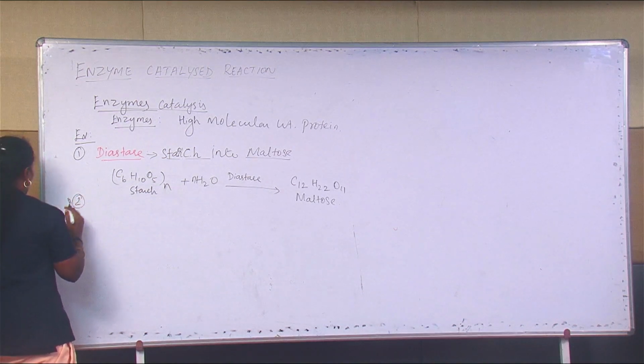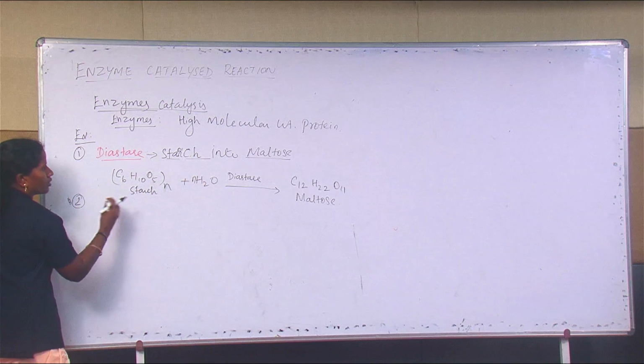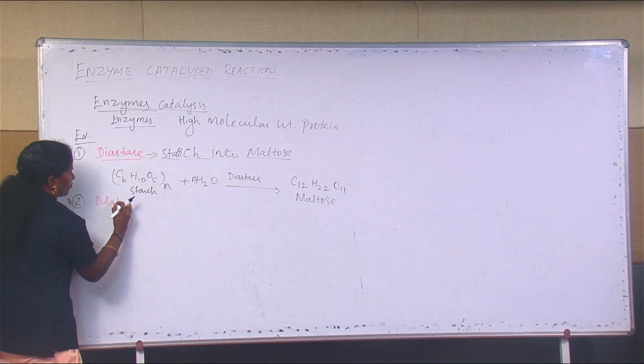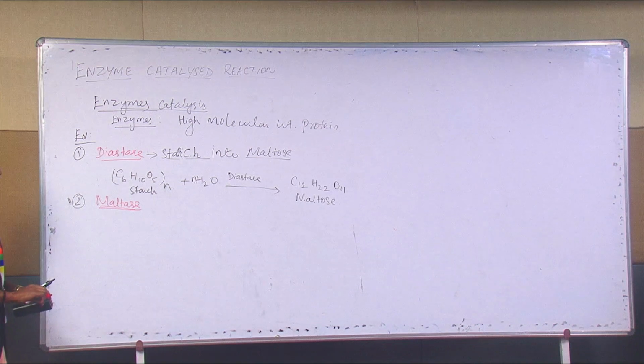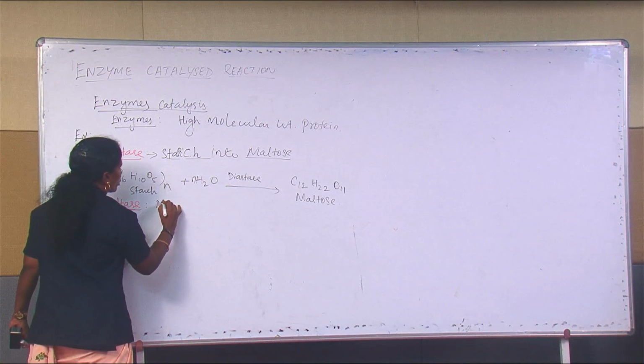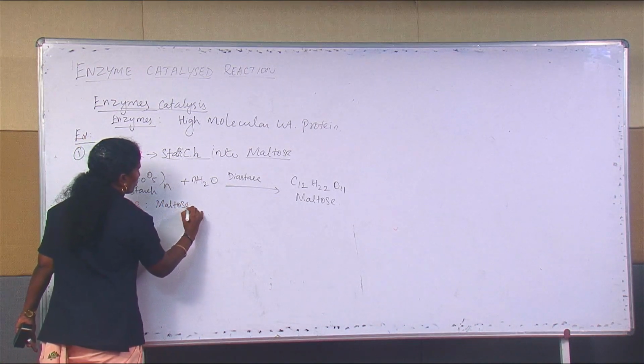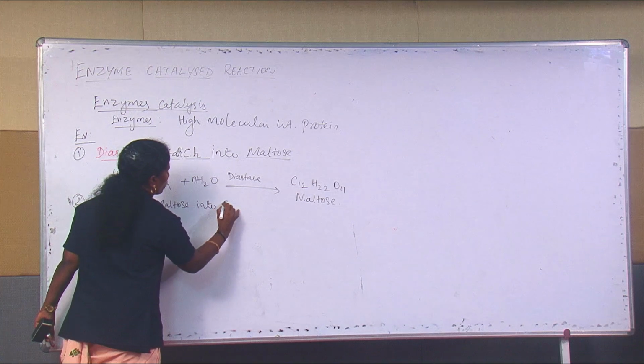The second example is maltase. The enzyme maltase is used to convert maltose into glucose.